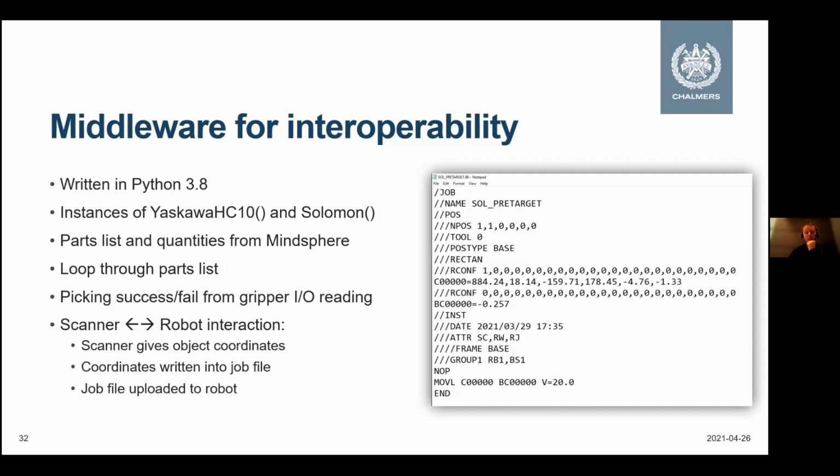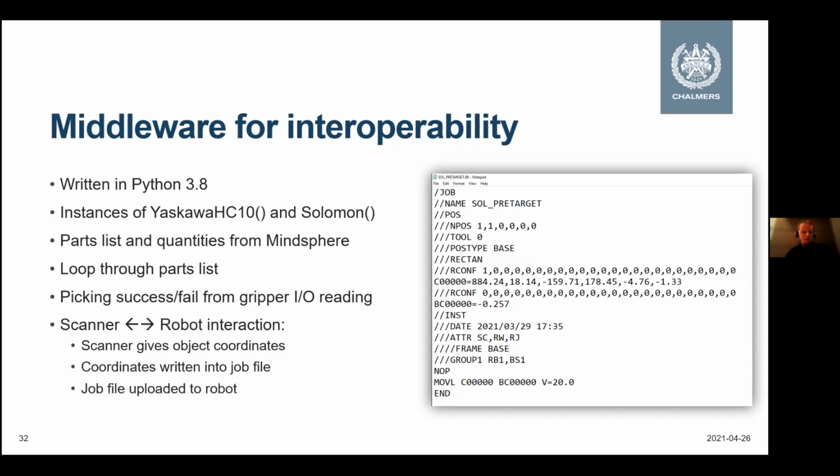We get the parts lists and quantities from Mindsware from the API we have created there. And when the robot is run, it loops through the parts list and basically checks off the quantities it should pick based on the order contents.